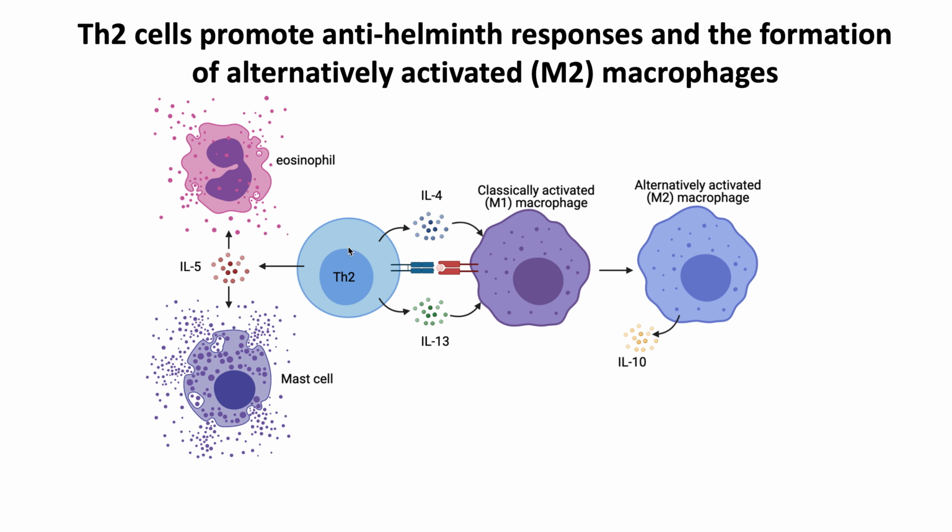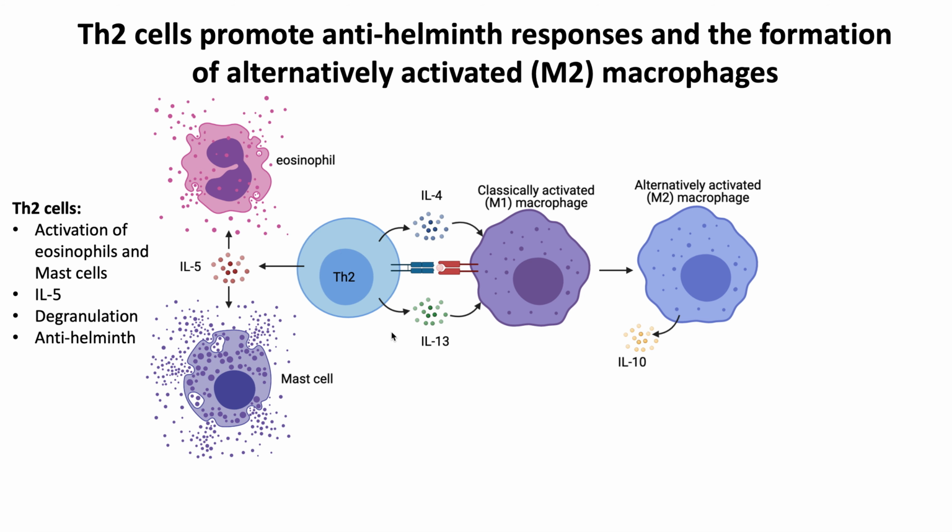So what do Th2 cells do? Well, they secrete 3 cytokines, IL-5, IL-4, and IL-13. IL-5 induces the activation of eosinophils and mast cells and can induce their degranulation. And the contents of these granules have really potent anti-helminth activities.